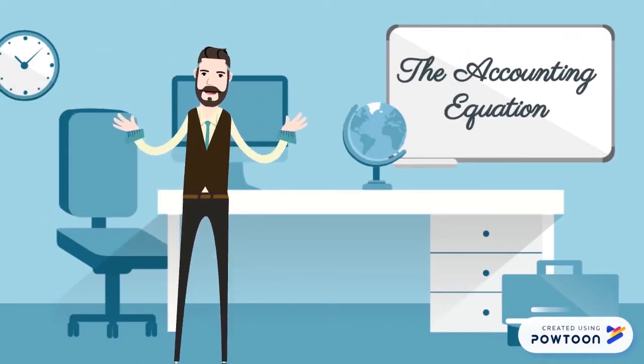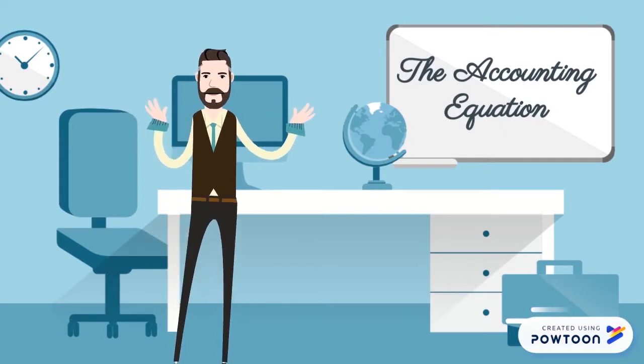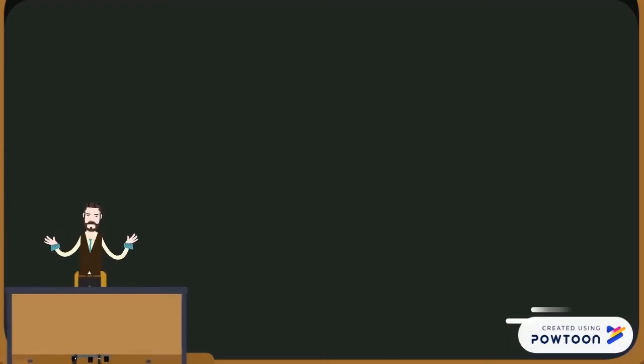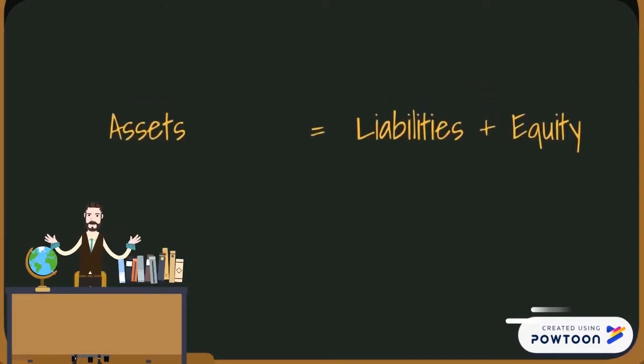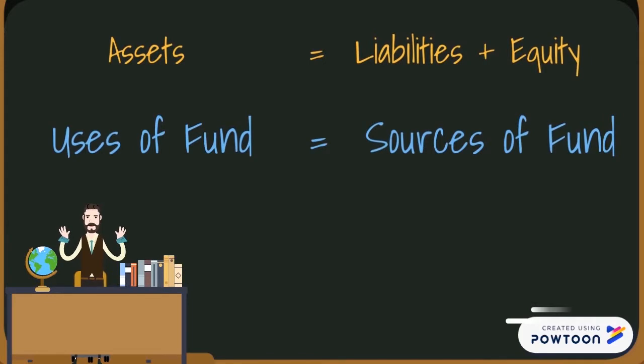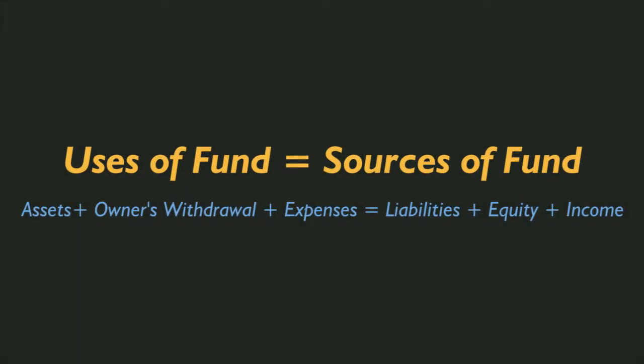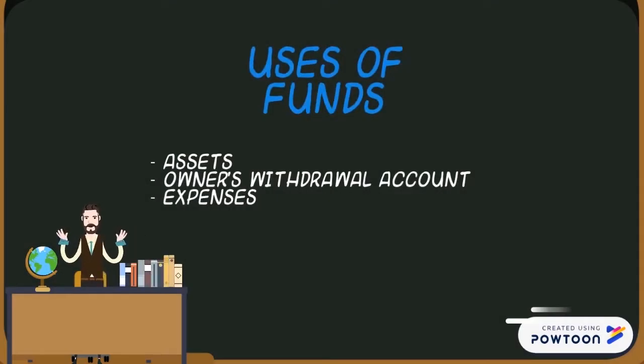In this video, I will explain to you about the accounting equation. Now, I'm sure that you already know about this particular equation, which is assets equal to liabilities plus equity, but now I'm going to simplify it by using the term uses of fund equal to sources of fund. The uses of fund include assets, withdrawal account, and expenses.